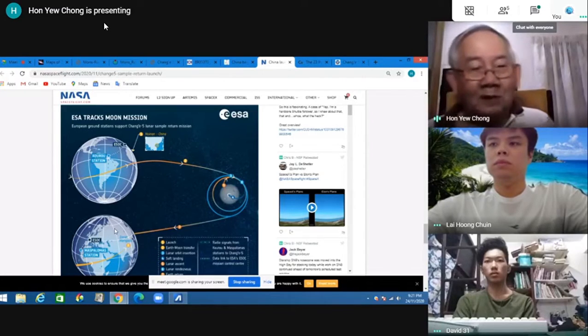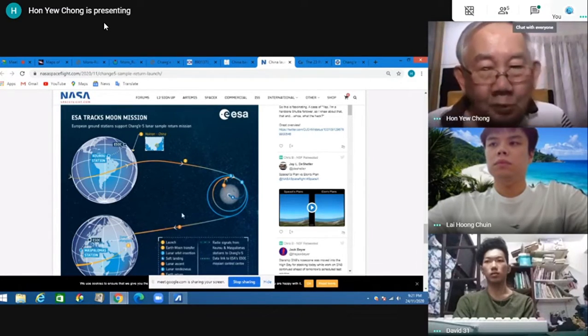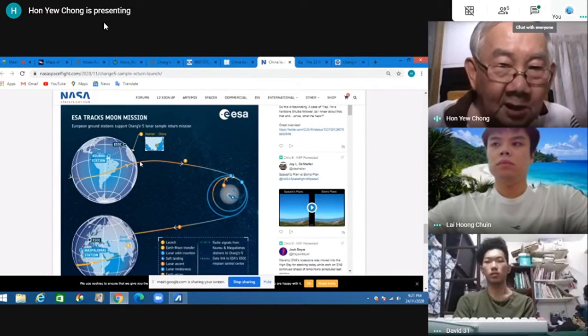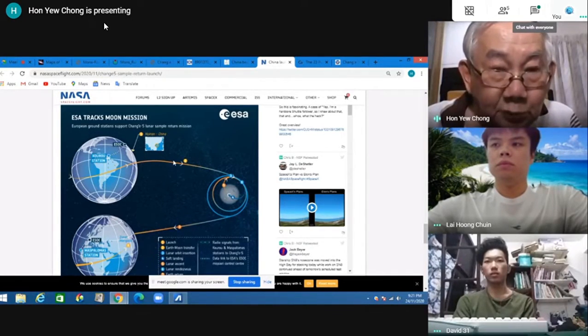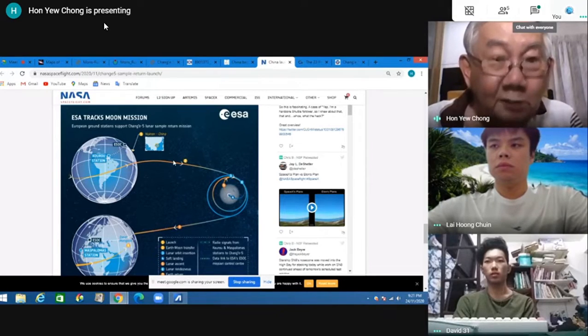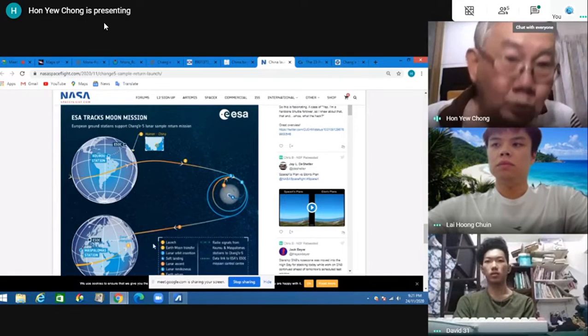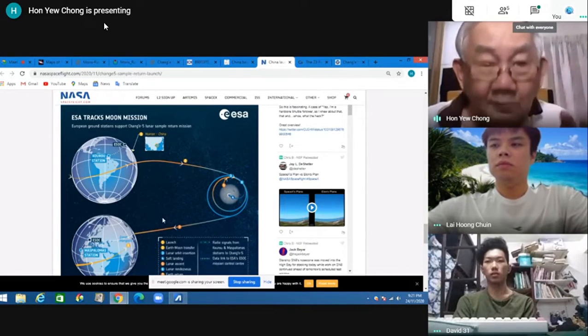I just want to add on what Lai has said just now. So basically, remember, to leave the influence of the Earth, the Chang'e 5 must achieve a speed of 11.2 kilometers per second. So when it comes back to the Earth, it will come back at also 11.2 kilometers per second. So it has to reduce the velocity.